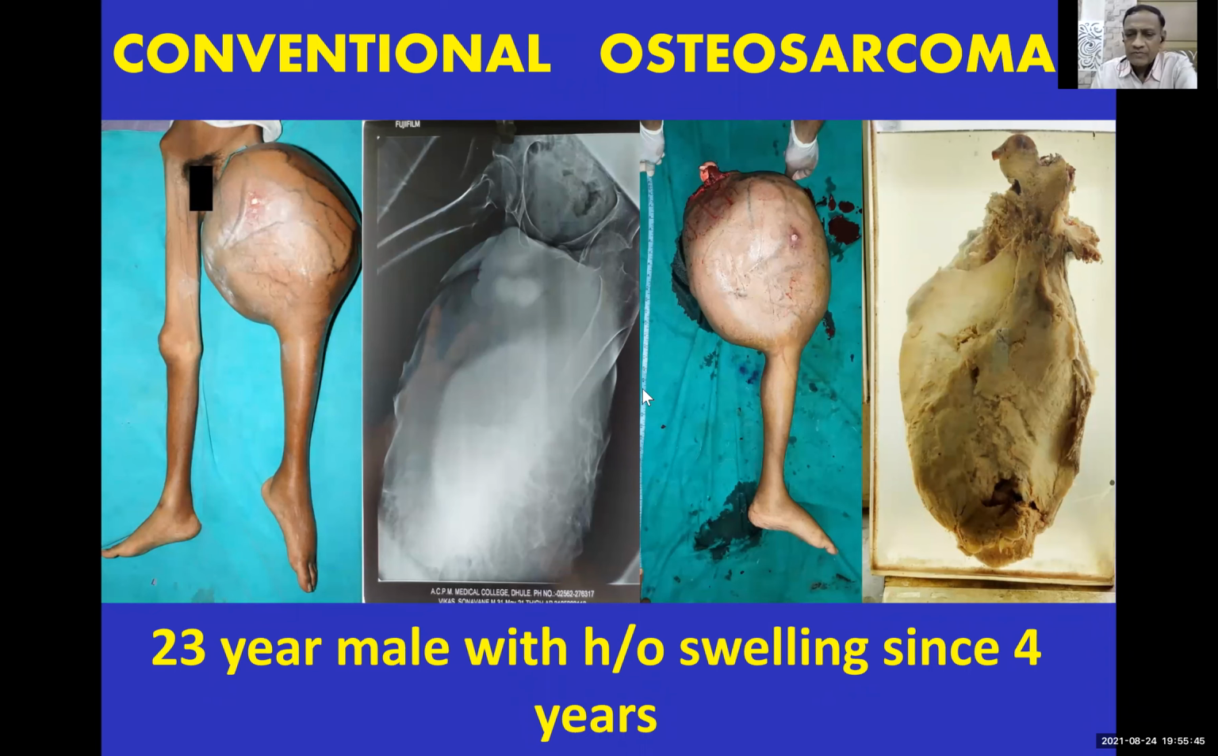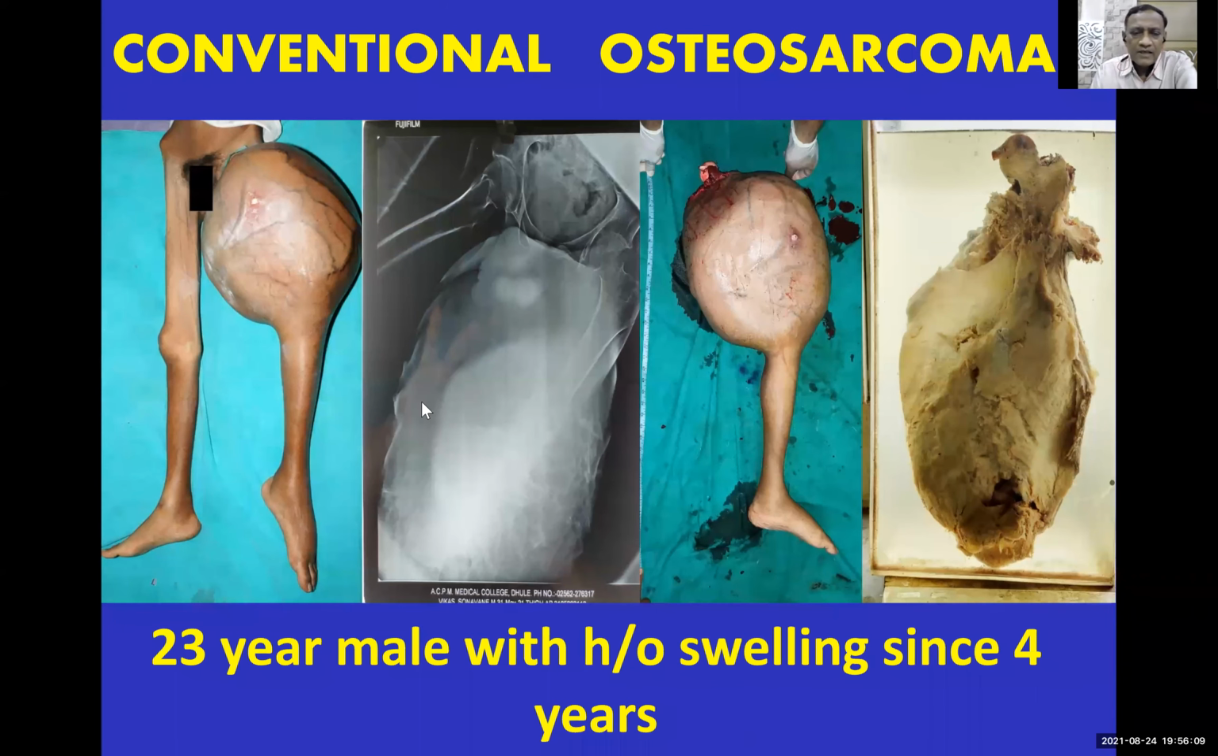This is the specimen after disarticulation through the hip joint. This is the cut section. And after the surgery, once the wound healed, the patient has gone back to Tata now, and he has already received 2 cycles of chemotherapy. About a month ago he came, and his health is okay.